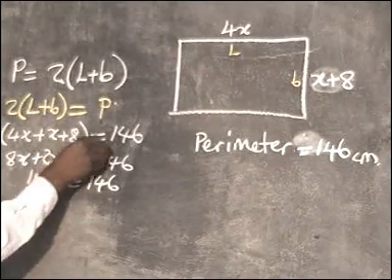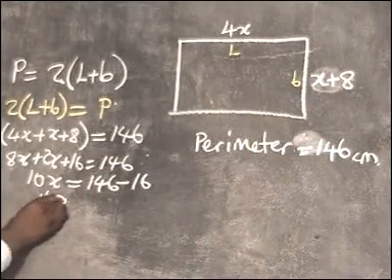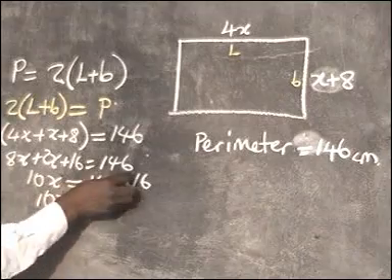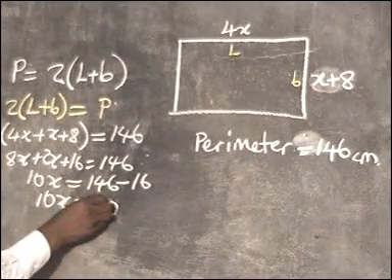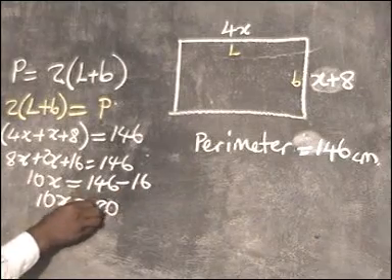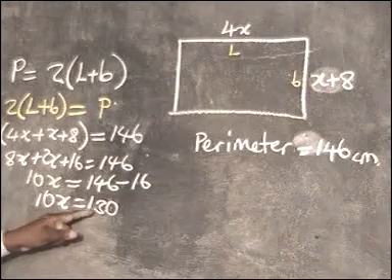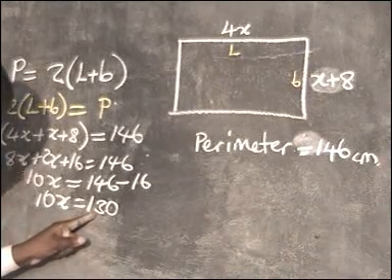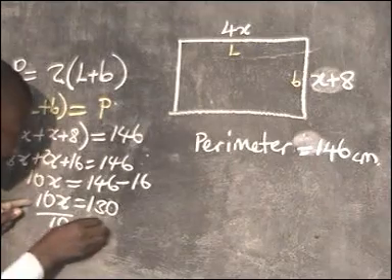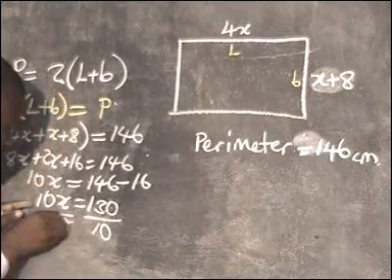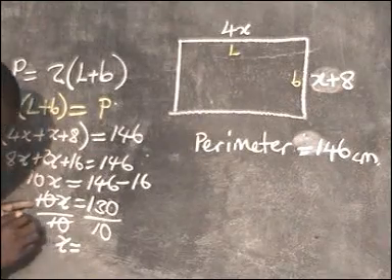16 crosses the equal sign, becomes minus 16, and this is 10x is equals to 146 minus 16. And 6 minus 6 is 0, and 4 minus 1 is 3, and this is 1. As you can see, this is 10x equals 130. And if this is 10x equals to 130, divide by 10 on both sides, 10 and 10 cancel, and this way x is equals to 13.